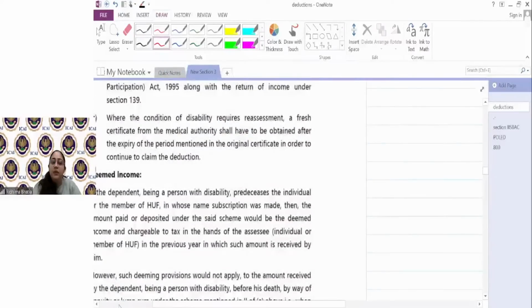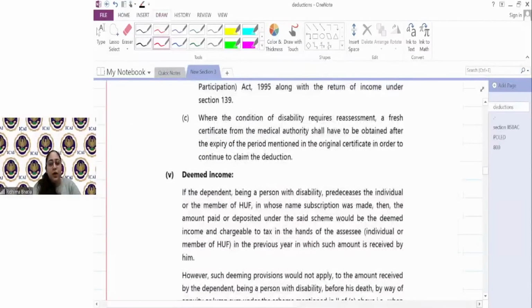Which is covered here as deemed income. I'll show you as a flow chart and then you can write it down.